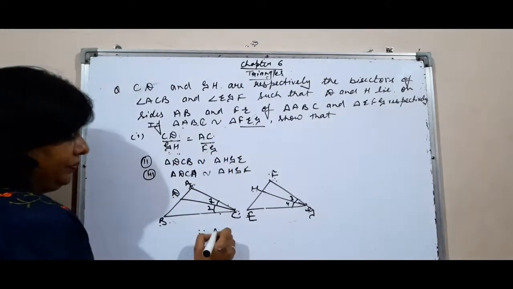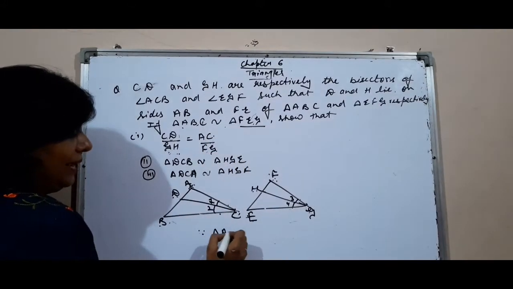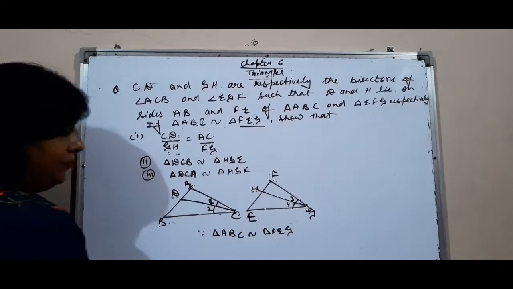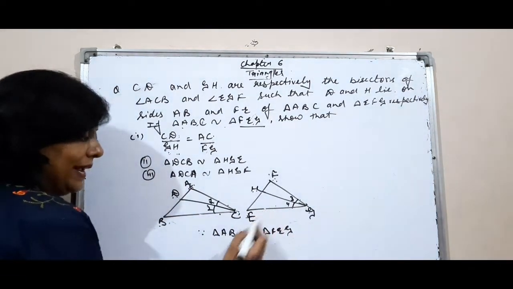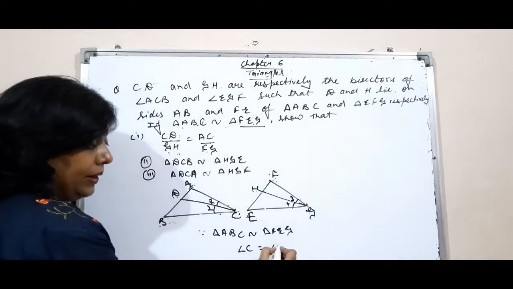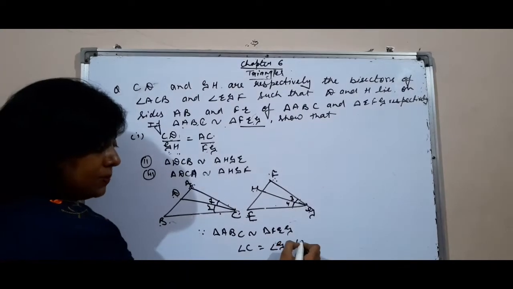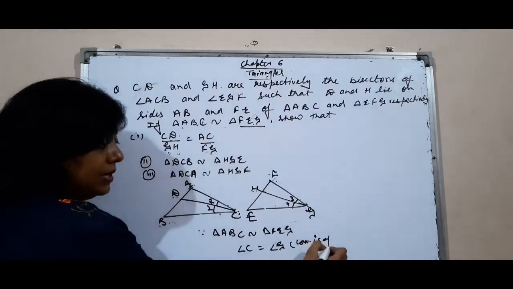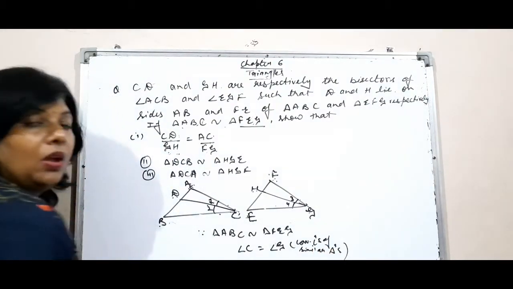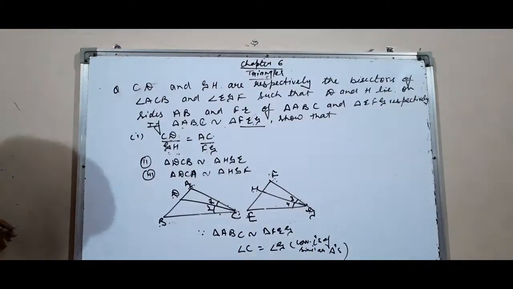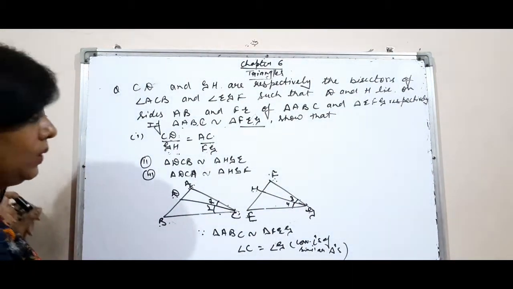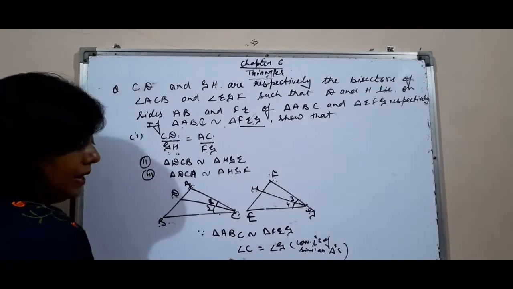Because triangle ABC is similar to triangle FEG. जब दोनों ट्राइंगल सिमिलर है बेटा, तो एंगल C और एंगल G कैसे होंगे? इक्वल होंगे। Corresponding angles of similar triangles. एंगल C और एंगल G कैसे आपके पास? इक्वल है। अब देखो आपके पास, can you write it?